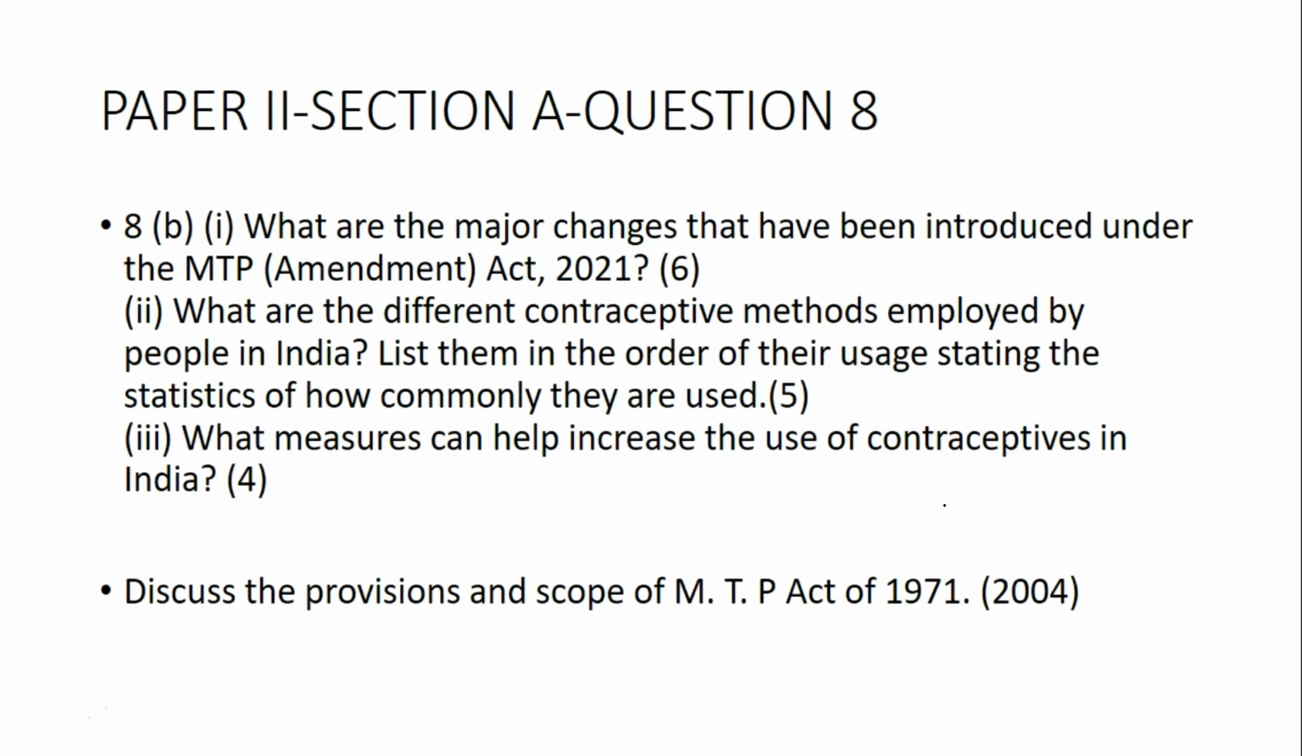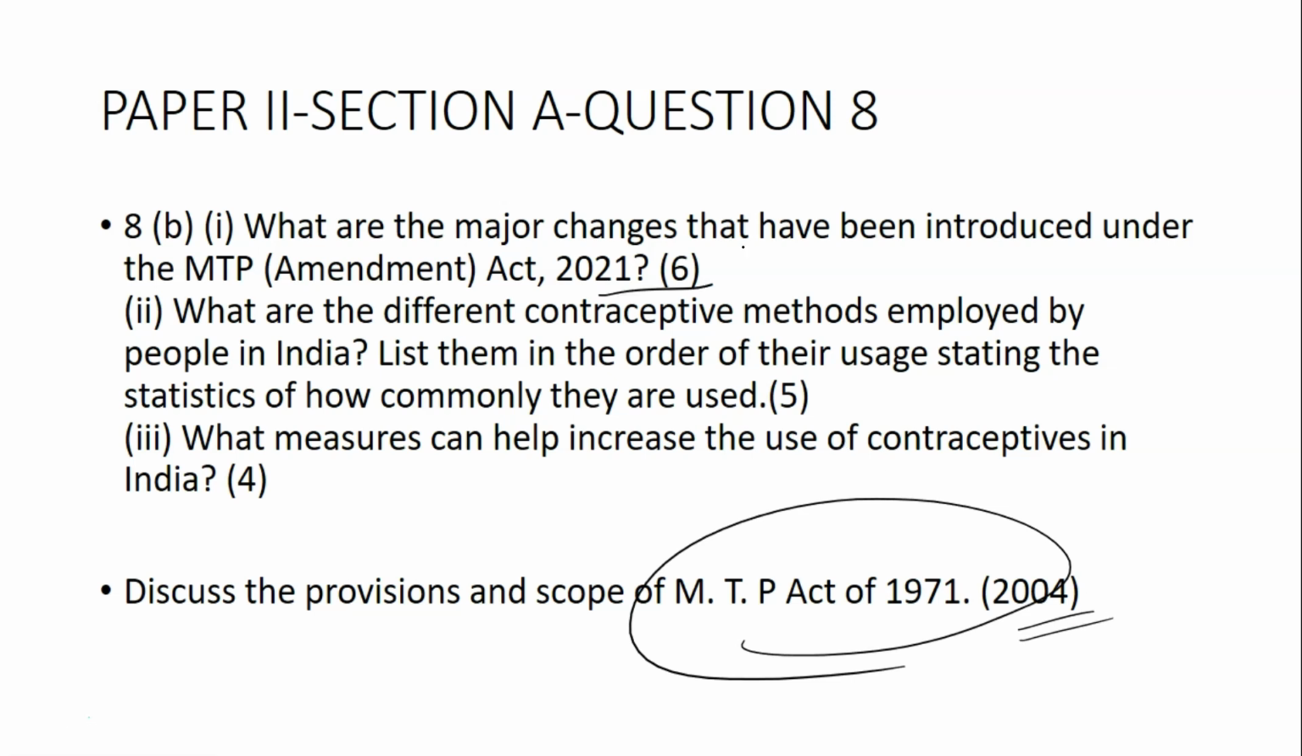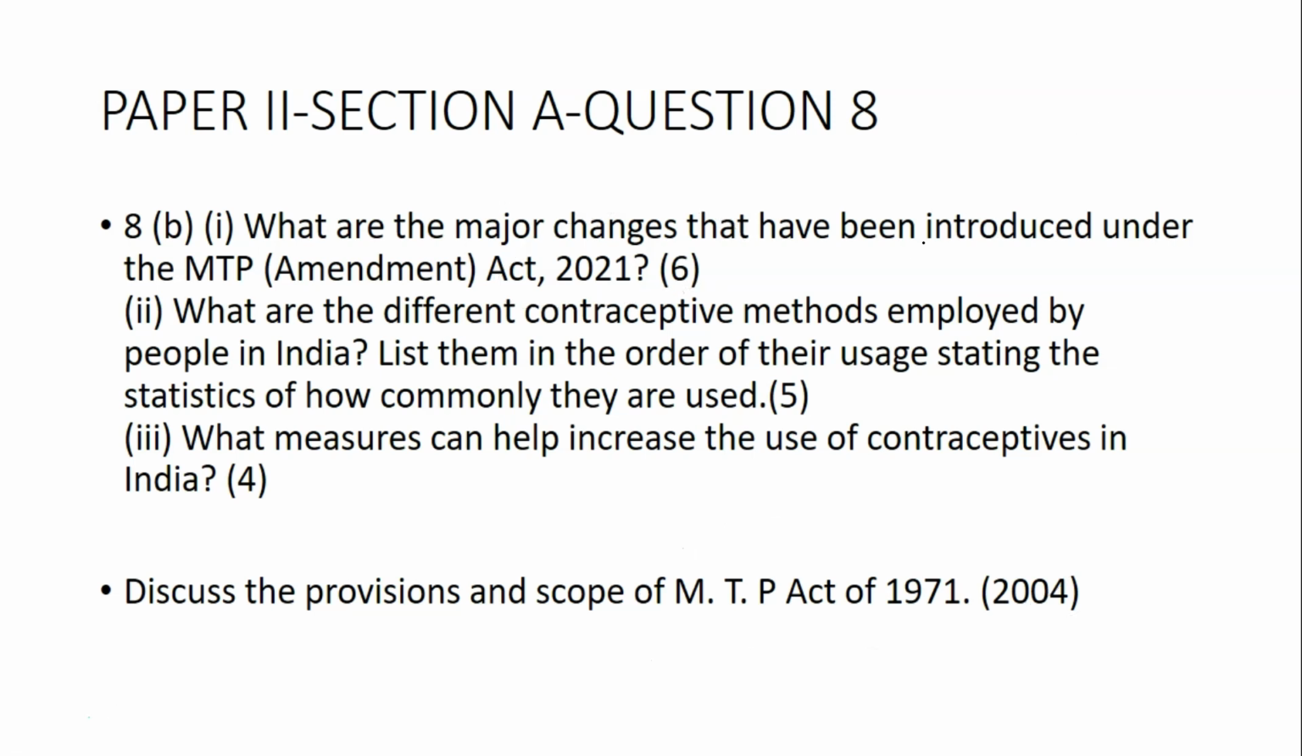So provisions and scope of MTP Act was asked in long in 2004, but there is an amendment in the recent past. They have changed it to 24 to 28 weeks, and there are other key highlights of the act which were discussed again. What are the major changes that have been introduced under MTP Act is one question, and what are the different contraceptive methods in India, their order of usage, and what measures can help increase the use of contraceptives.